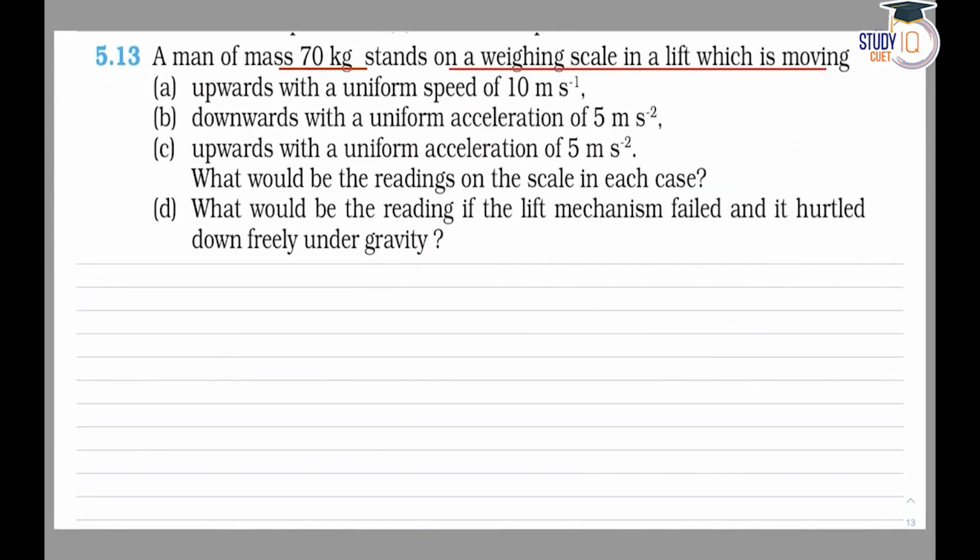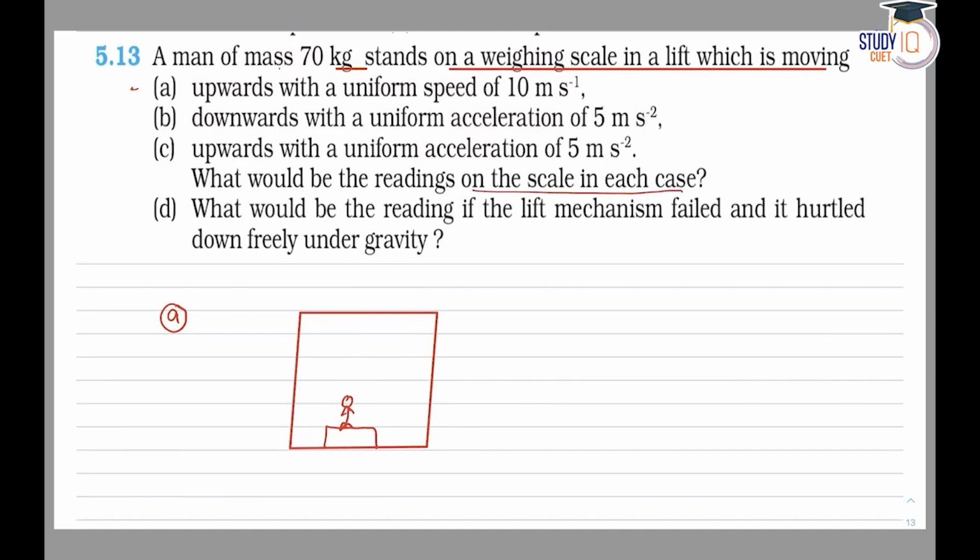NCERT Physics, Class 11th, 5th chapter, Laws of Motion, question number 5.13. A man of mass 70 kg stands on a weighing scale in a lift which is moving, case 1, upward with a uniform speed. So in the first case, the lift is moving in the upward direction with a constant speed of 10 meter per second. A person is standing in the lift on a weighing machine. So we have to define in the first part what would be the reading on the scale in each case.